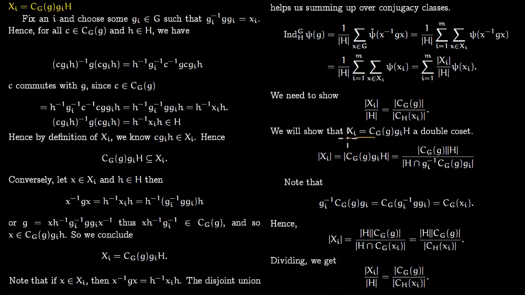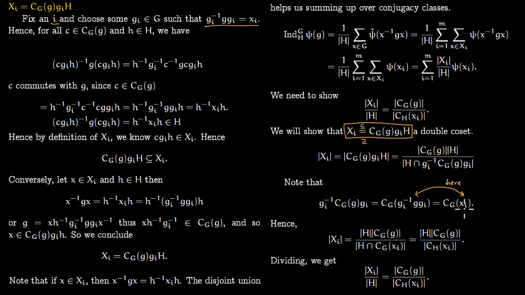So we want to prove this equality. First we are going to show that this holds, so this is a subgroup of this. Then we will show this X_i is a subgroup of this, and then that's how the equality will follow. So this is what we want to show. You fix an i and choose some g_i such that this holds. So that is exactly what we wanted to show here.